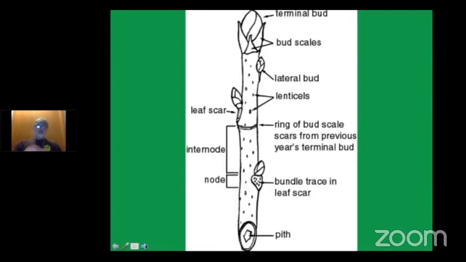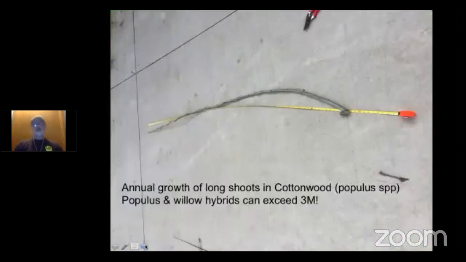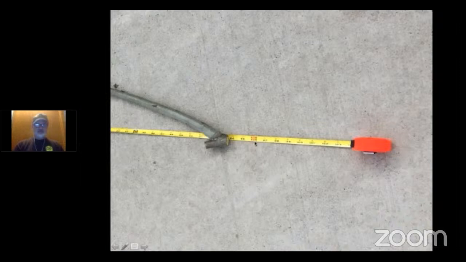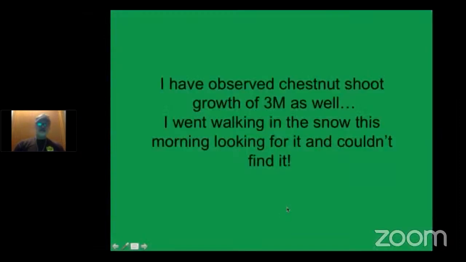Some of the annual growth of the long shoots, cottonwood species, for example. This is Populus, a hybrid poplar. They'll exceed 3 meters in length. So this is one of the faster growing trees. It's amazingly fast growing long shoots. That actually does say 95, 96 inches, so 8 foot, 7 foot, 8 foot. I've even had a chestnut shoot that was 11 feet long.